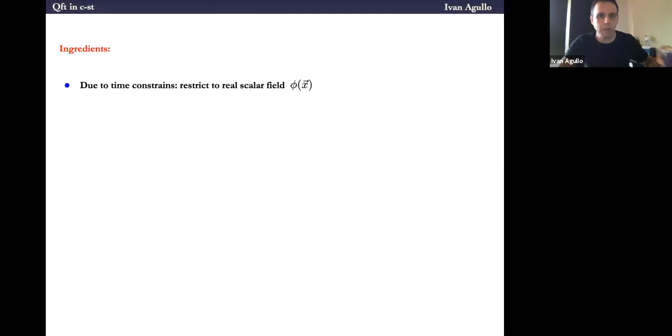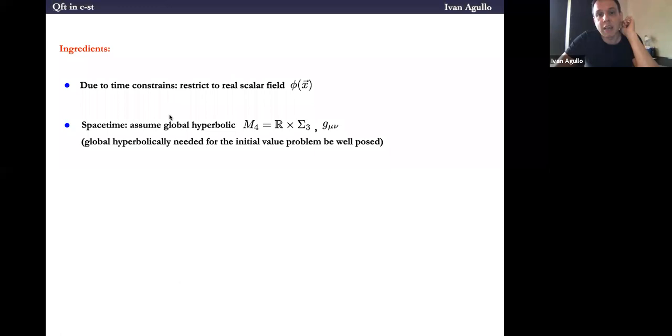Classical theory. Of course, we have to deal here with fields. A field is extended everywhere. We have infinitely many degrees of freedom. Due to time constraints, I will restrict to real scalar fields. But one can generalize to vector fields, fermionic fields, complex fields, just a matter of extending the structures. But space-time is assumed to be globally hyperbolic. And that means that you can take the four-dimensional space-time and foliate it in a one-parameter family of three-dimensional spatial Cauchy hypersurfaces. And we have a metric, and global hyperbolicity is needed because otherwise the initial value formulation is not well posed. Initial conditions don't determine the future evolution uniquely unless you have global hyperbolicity in the geometry and in your field equations, of course.